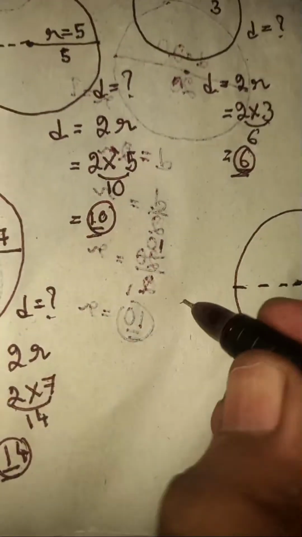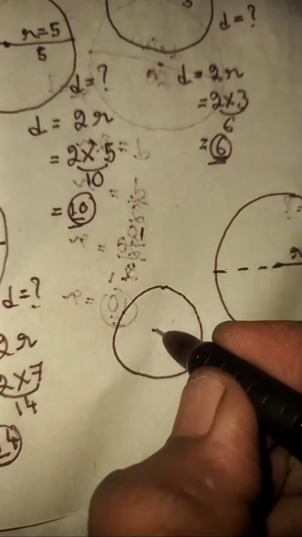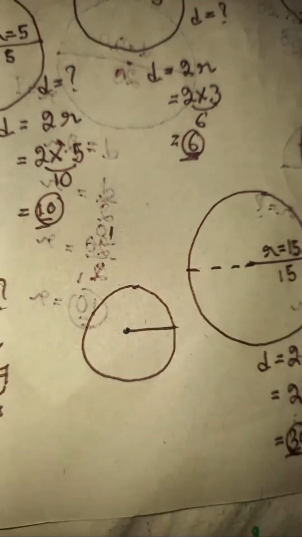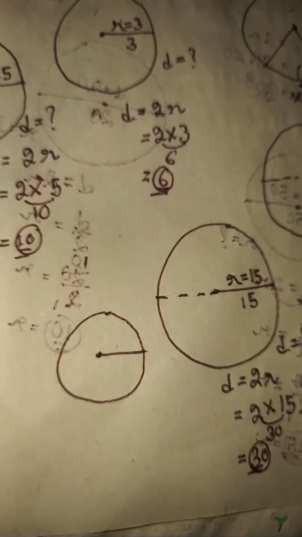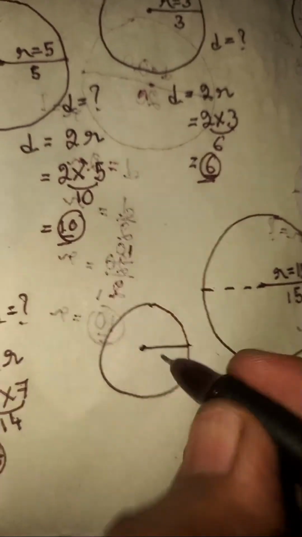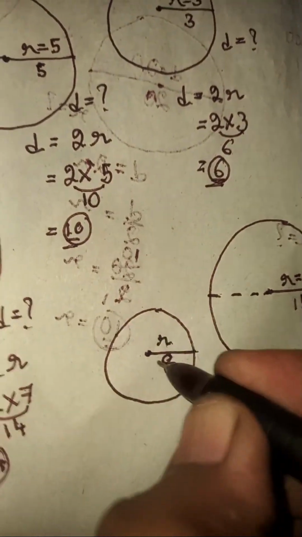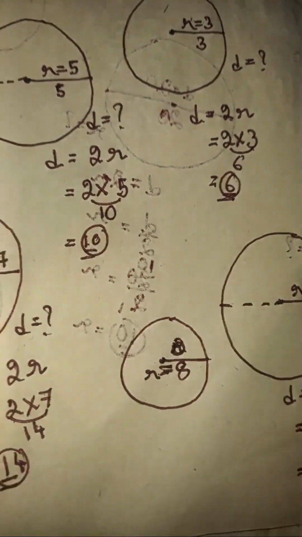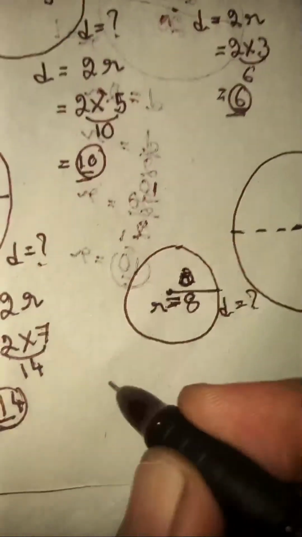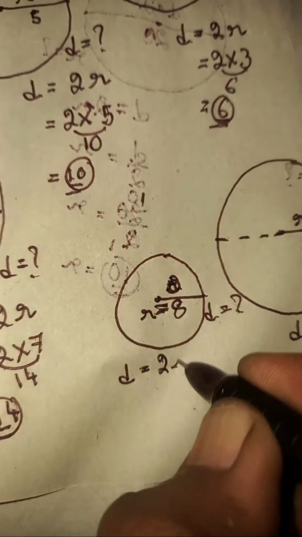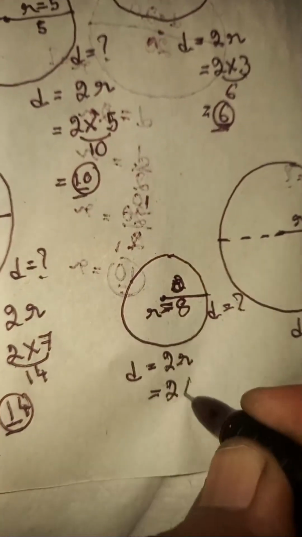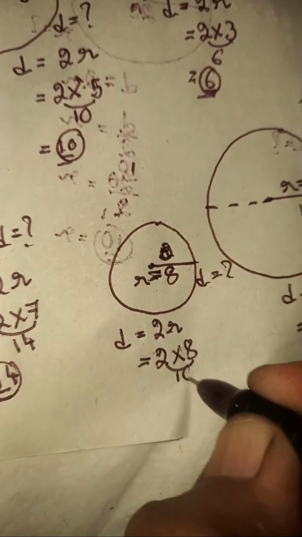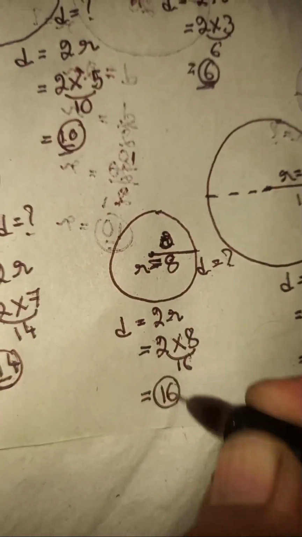Let's take a small circle, and in this small circle they have given that the radius equal to 8 units, and you need to find what's the diameter. Diameter is 2 times of radius, so it is 2 times of 8. It's going to become 16 units.